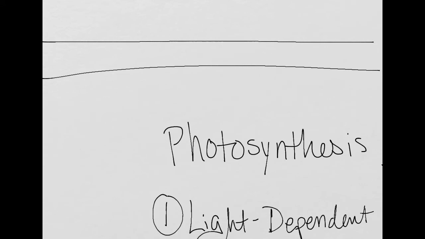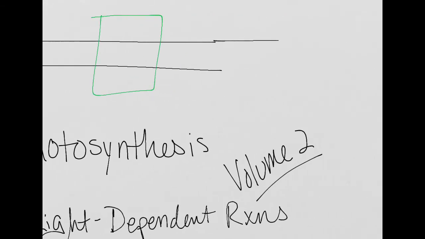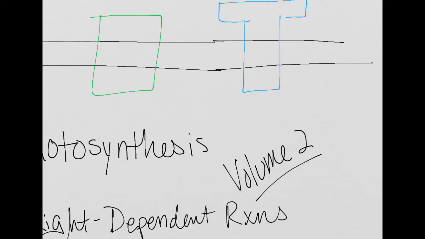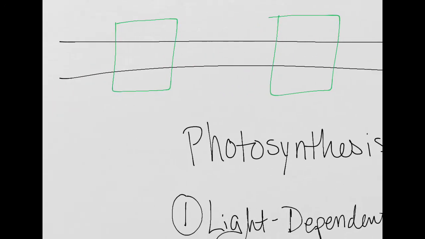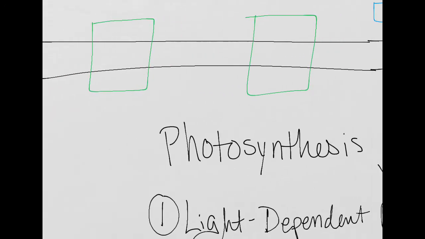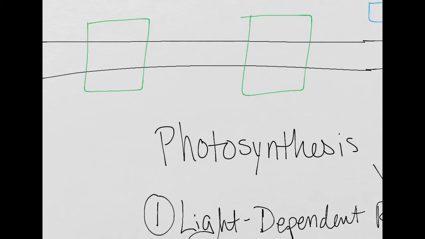Okay. And I will draw some, you know what, I'll do that in green. Just drawing some protein items in here. Okay. The first item in our membrane is actually called photosystem, or I'll abbreviate to PS, photosystem 2. And the second item is actually photosystem 1.